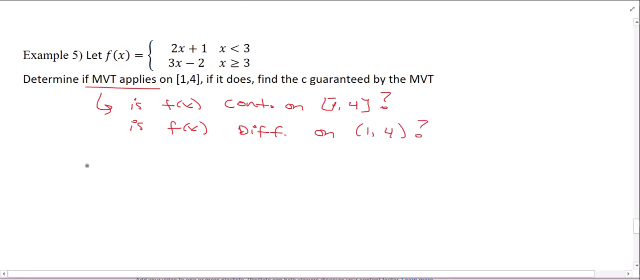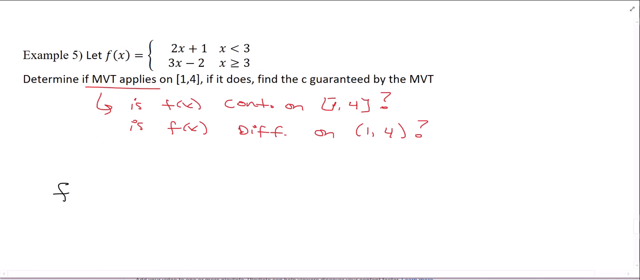So let's check the continuity first. Looking at f of x, 2x plus 1, that's a line. 3x minus 2, that's another line. So you have two lines that you're putting together at 3. So we have a risk of this not being continuous at 3.